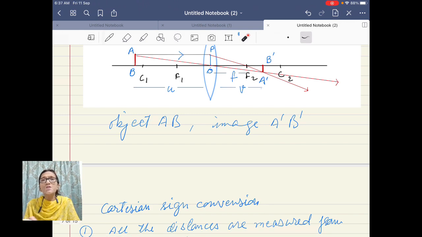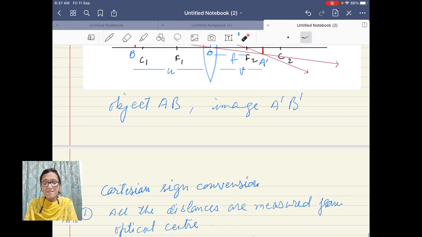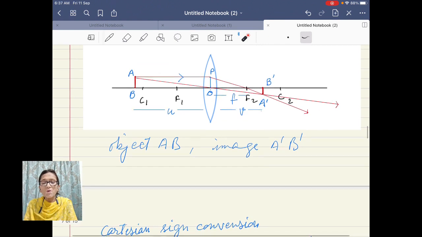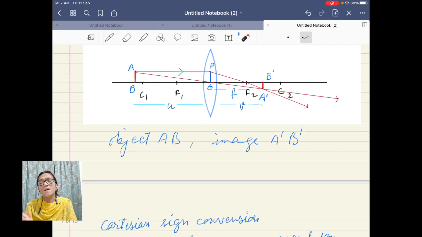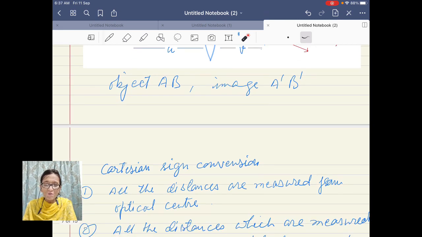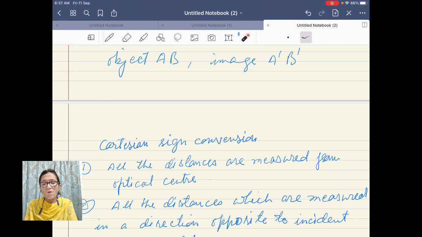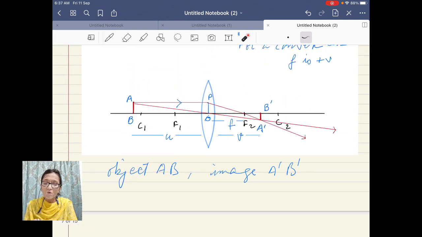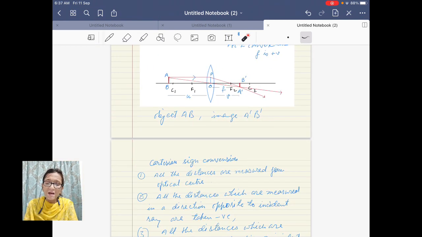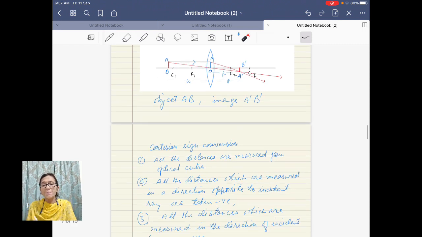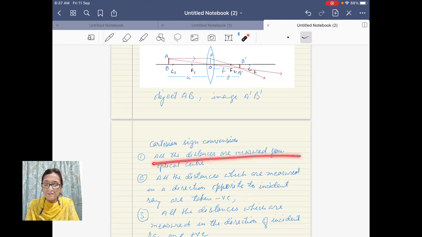Now before doing the geometry, before measuring the length, we need certain rules that are called Cartesian sign convention rules. Because for measurement we need to take a negative sign or positive sign. So first of all let us see what these Cartesian sign conventions are. The first one is that all the distances are measured from the optical center itself. If you have to measure the object distance, you will be measuring from the optical center. If you are to measure the image distance, you will be measuring the distance from the optical center only. So this is your first Cartesian sign convention rule. All the distances are measured from the optical center.